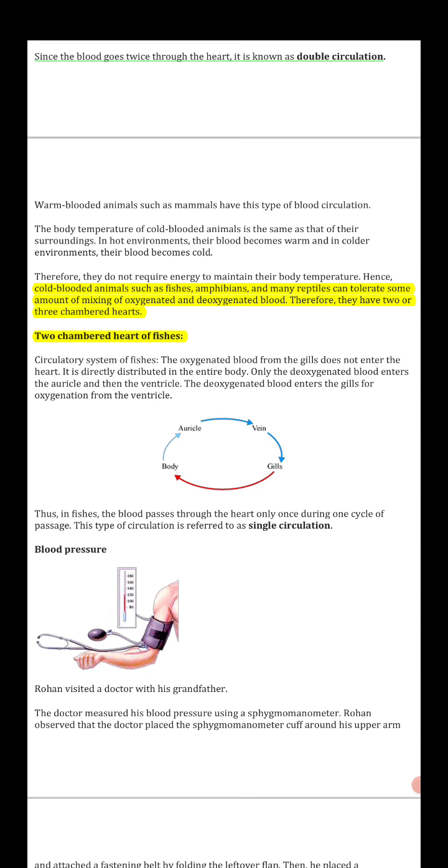Why is this called the venous heart? Because they do not have any separation in their heart structure like us. We have separations, like the interauricular septum and the interventricular septum. Our oxygenated and deoxygenated blood does not mix, but in the fish body the blood is mixed type. So this is called venous blood, and the blood passes through the heart only once during one cycle of passage. That's why this is called single circulation.